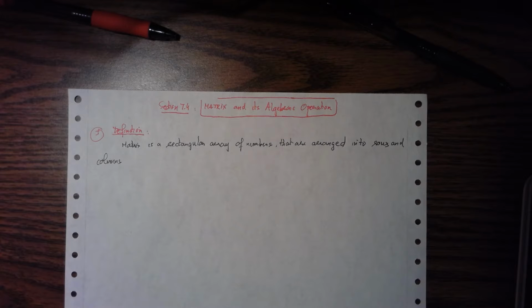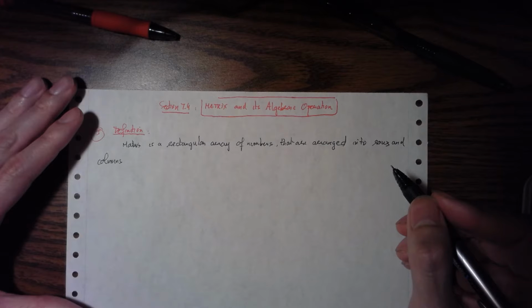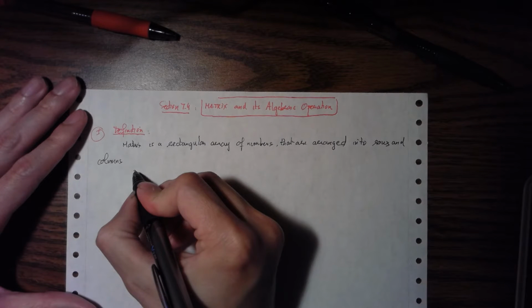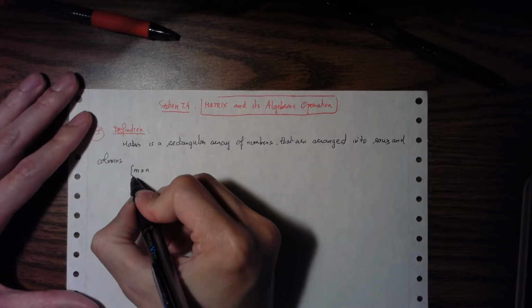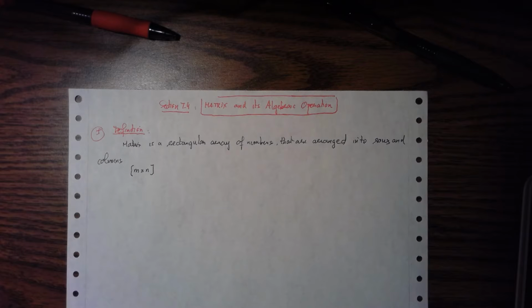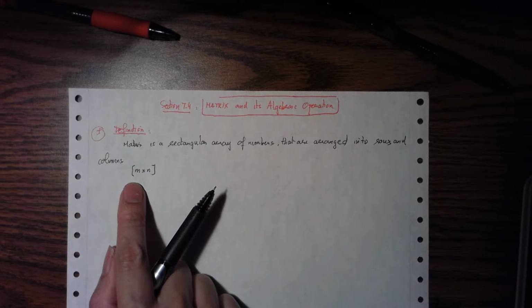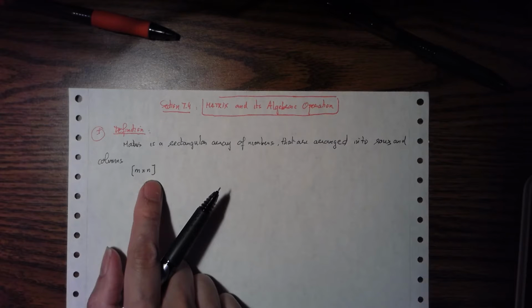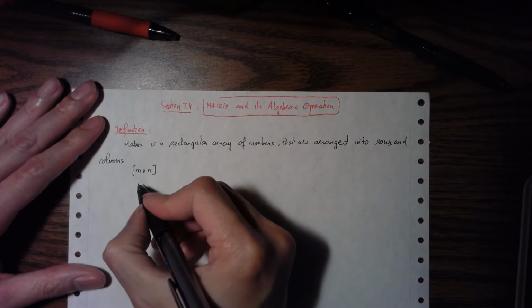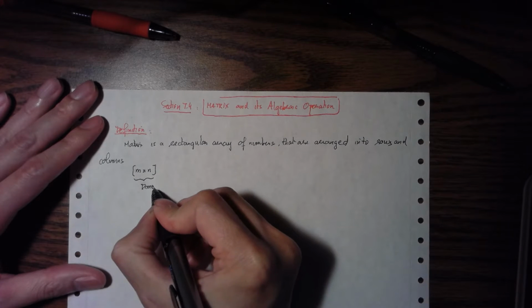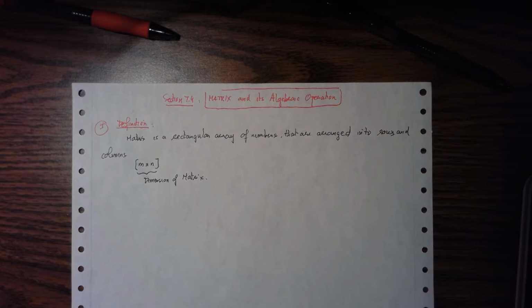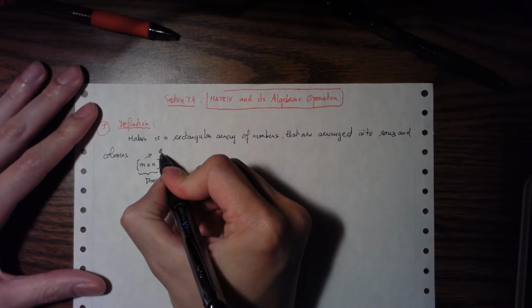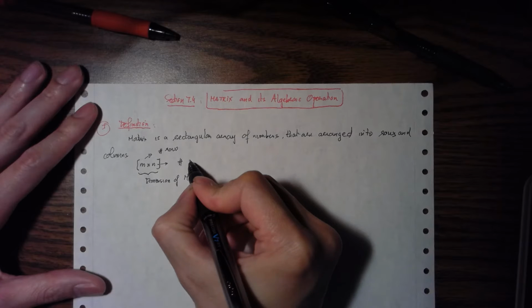The matrix can be notated with the number of rows as m, and the number of columns as n. So I can say matrix m by n. This is the notation representing an m by n matrix. This matrix contains m rows and n columns, and this is called the dimension of the matrix. So m represents the number of rows and n represents the number of columns.